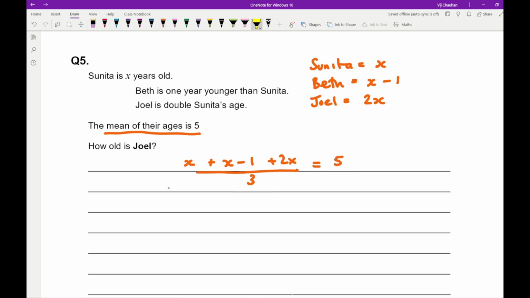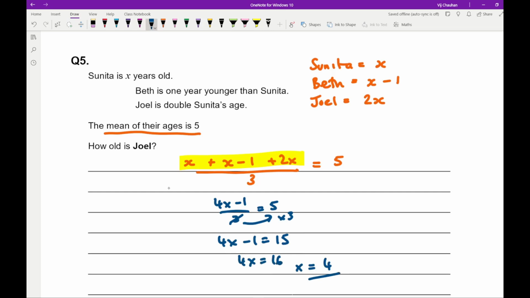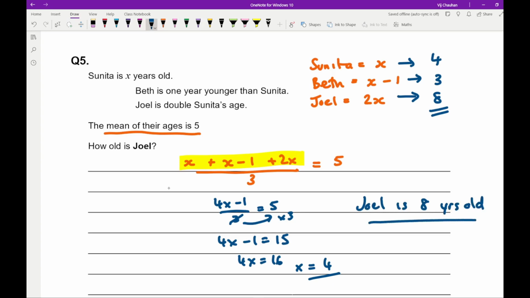Now if I neaten this expression here, I'm going to get 4x minus 1 divided by 3 equals 5. Take the 3 over to the other side, and we get 4x minus 1 equals 15. So 4x equals 16, so x equals 4. Now from this, we can work out how old each of these people are. So Sunita is going to be 4 years old, Beth is going to be 3 years old, and Joel is going to be 8 years old. So Joel is 8 years old.